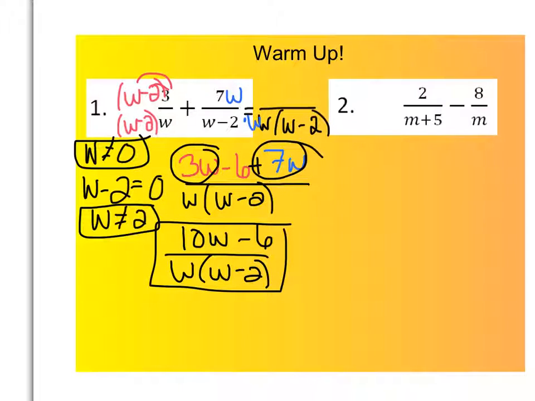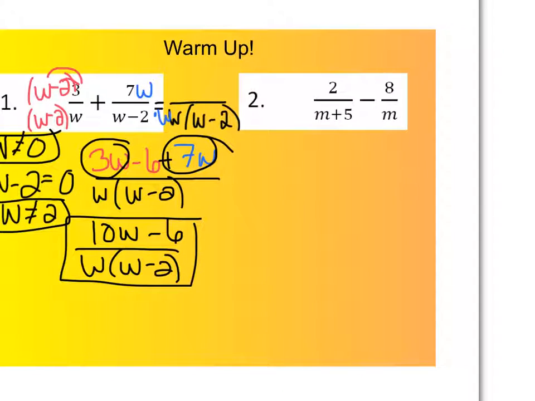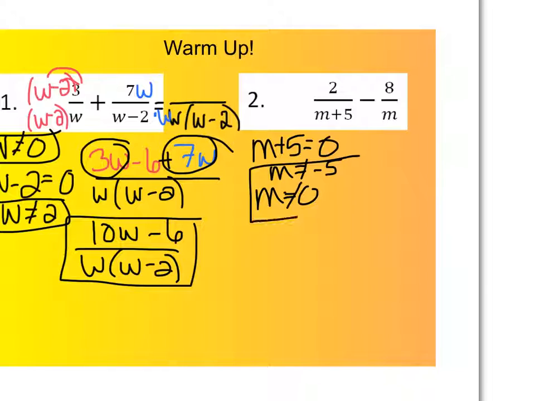Number 2, we have a subtraction. So remember that one we have to worry about the distributing. First of all, restrictions. We have m plus 5 and m. So m cannot equal negative 5 or 0. So there's my two restrictions there.